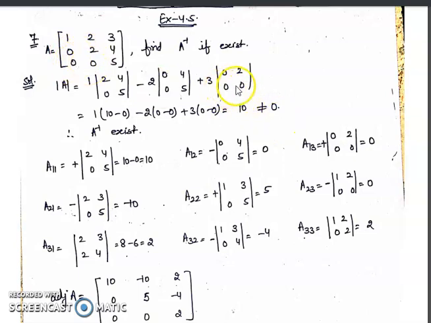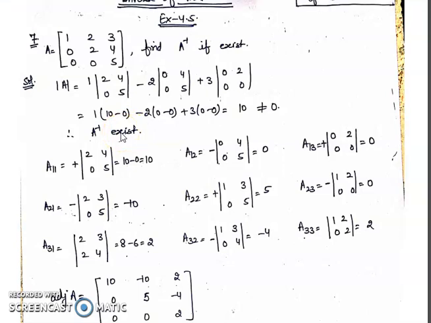Here the second row is 0, and here the first column is 0. So these two determinant values are 0. Only solve the first determinant: 10 minus 0. So it will be equal to 10. That is not equal to 0, meaning A inverse exists.